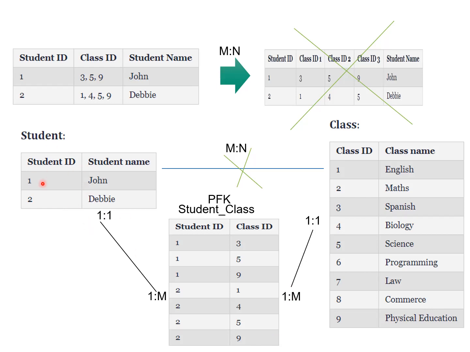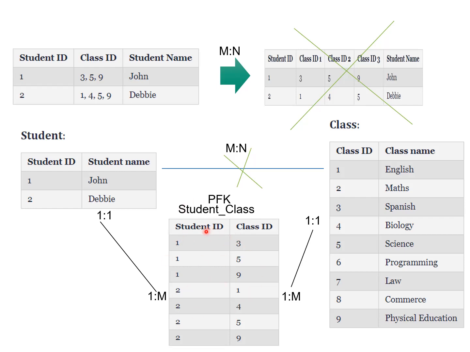Okay, so when you think about this student ID, student name, this class ID is your foreign key, which will be relating to this particular table. And when you look at the class, the student ID is the foreign key. So that's why they are called the PFK, that is primary foreign keys, and the PFK of this particular table.